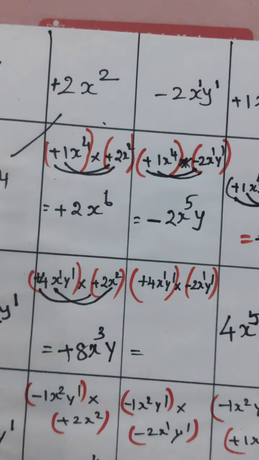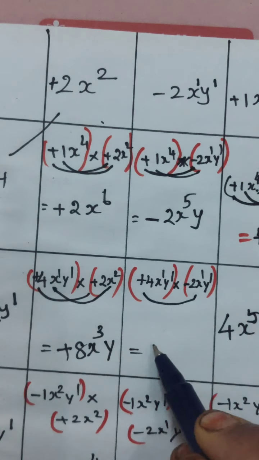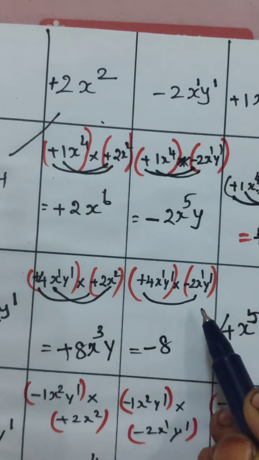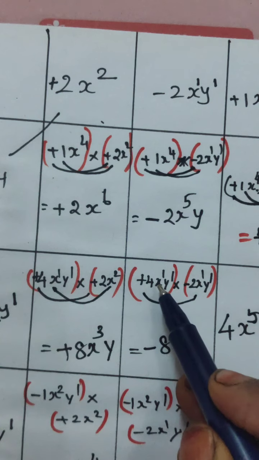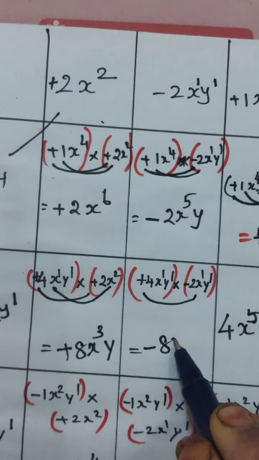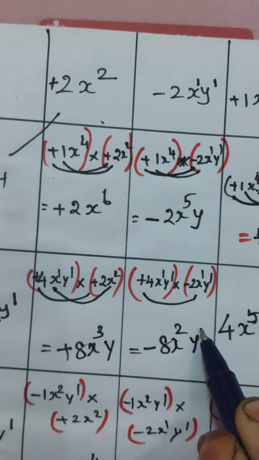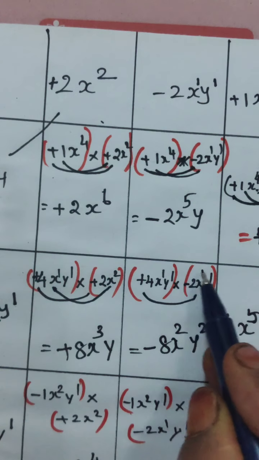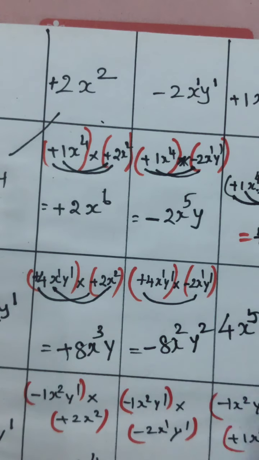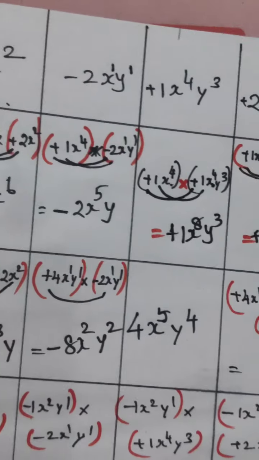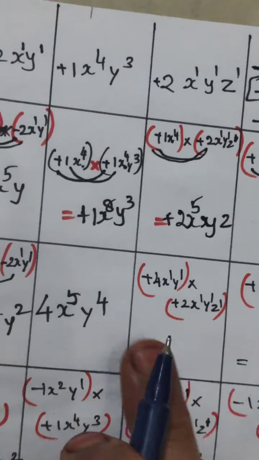Okay, next plus into minus is minus. 4 2s are 8. X power 1, x power 1. X plus 1 plus 1 is 2. Y power 1 plus 1 is 2. 1 plus 1 is 2. 1 plus 1 is 2, right. The third column is already written, so you start the fourth column.